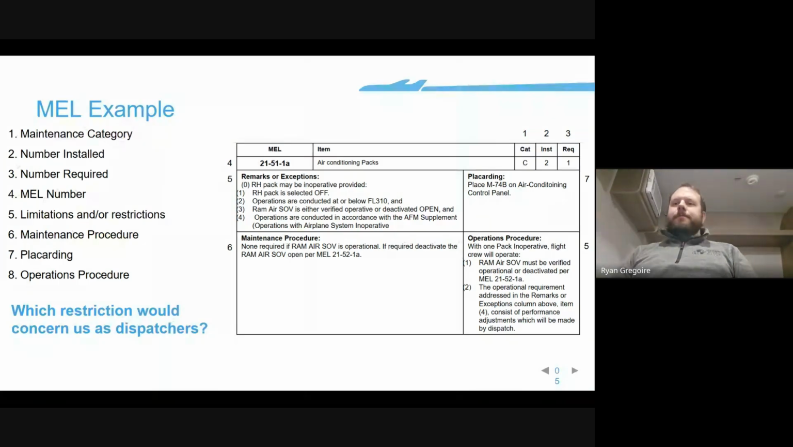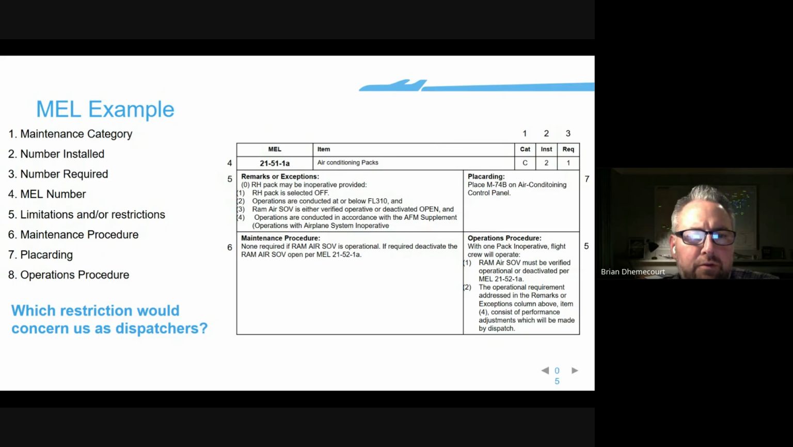All right, welcome back. Any questions you thought of while you were on break? Yes, Brian. So I assume then the pilot also receives a list of the MELs, and he has a manual in the cockpit? Is that right? Just because for some of these operating procedures, so he knows what to do.